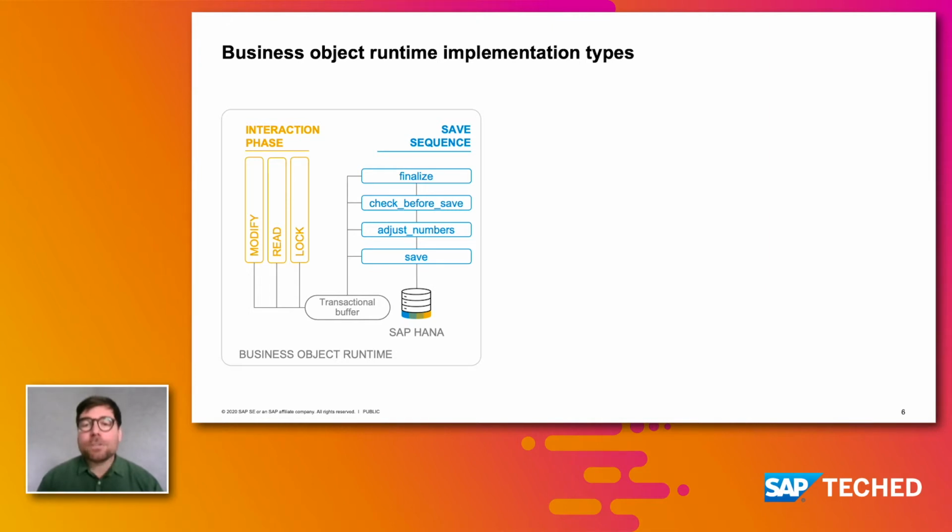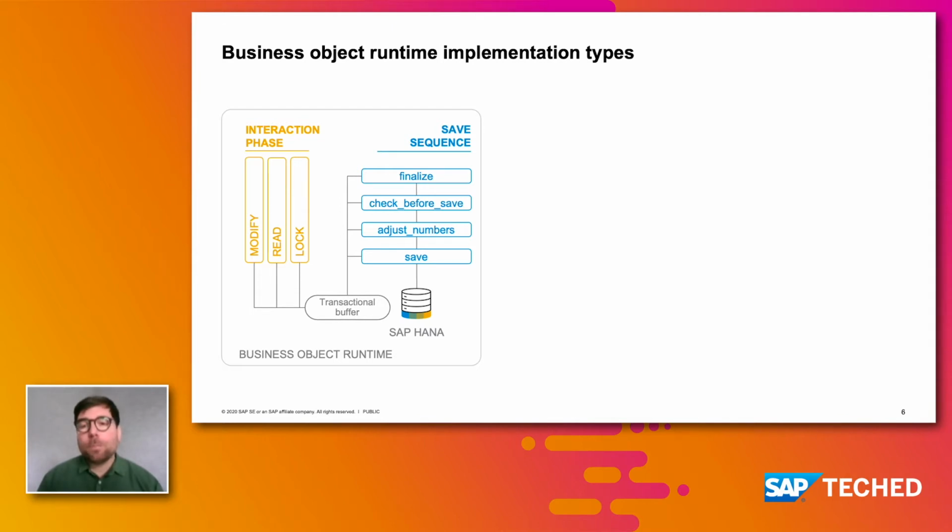And all the changes while the end user is interacting with this backend, with a business object or even multiple business objects, are written to the transactional buffers and stored there. When someone presses the save button, all these changes are written to the database. Of course, multiple business objects can be involved in one scenario. Therefore, it's really important for us, and that's also one of the key changes in RAP, that we can orchestrate the save sequence of different business objects in parallel.